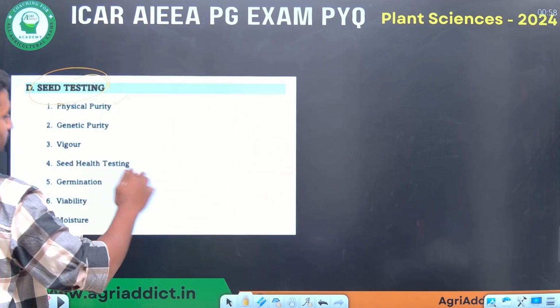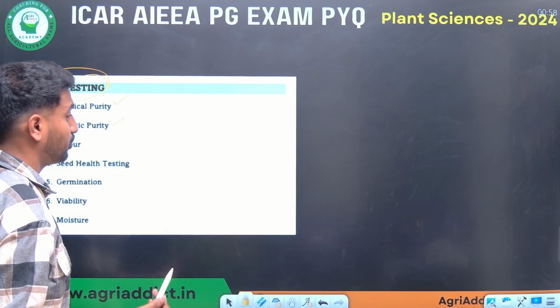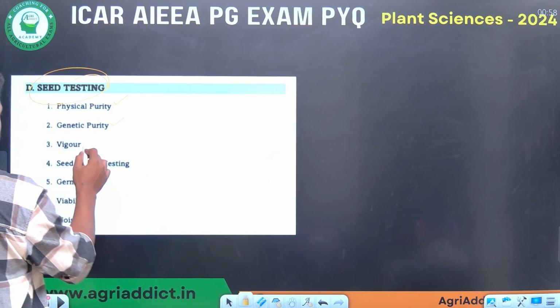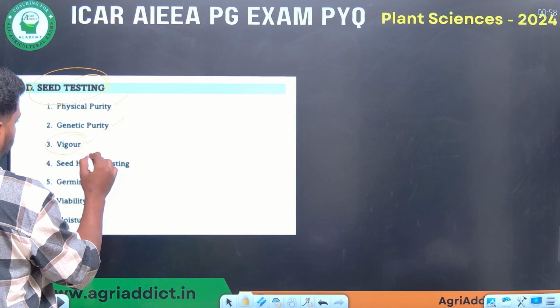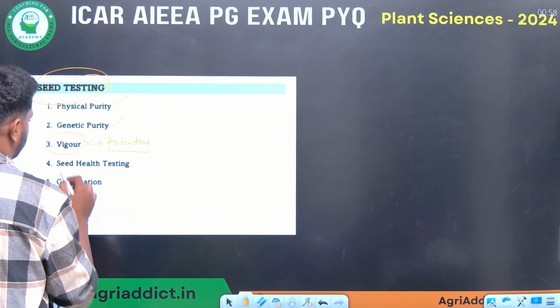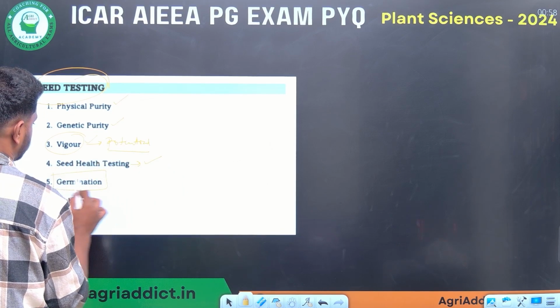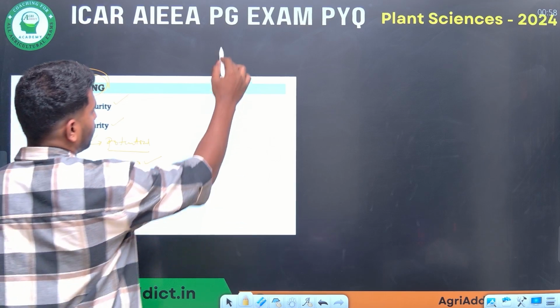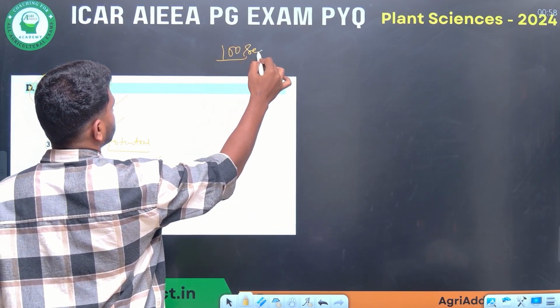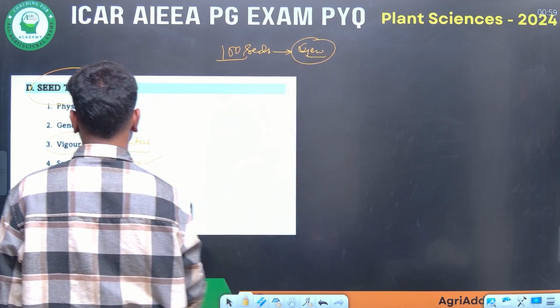One is to check the physical purity of the seed, the second is to check the genetic purity of the seeds, and the third is testing the vigor. Vigor is the potential of the seed, how much potential the seeds have. The fourth one is seed health, whether the seeds are healthy or not. And the next is germination: if I take 100 seeds, how many seeds out of 100 will be able to germinate. That is what we do in the germination test.